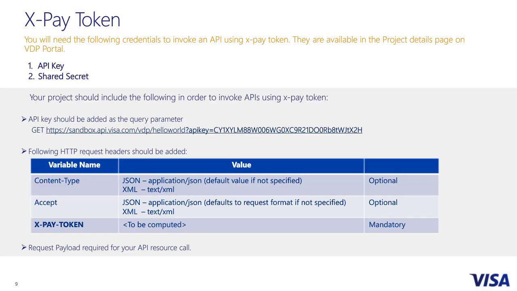Now let's look at what a request with this form of authentication will look like. Here we have a Hello World example where the API key has been included as a query parameter, and the XPay token, which we will compute in the next slide, will be added as a HTTP header. That will be your signature. So let's look at how the HTTP header XPay token is calculated.